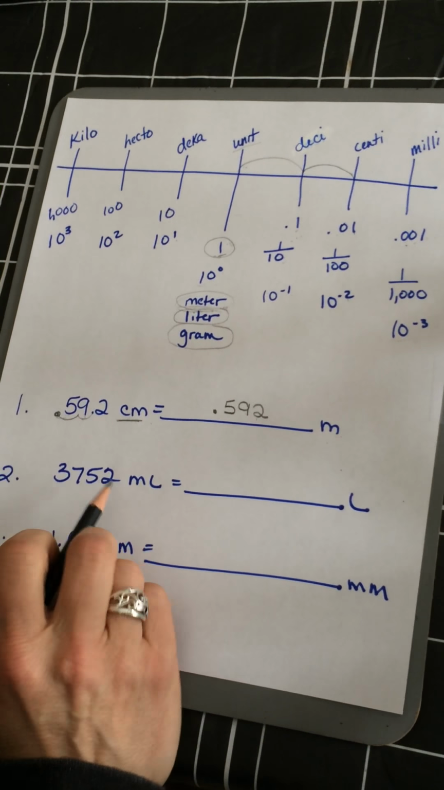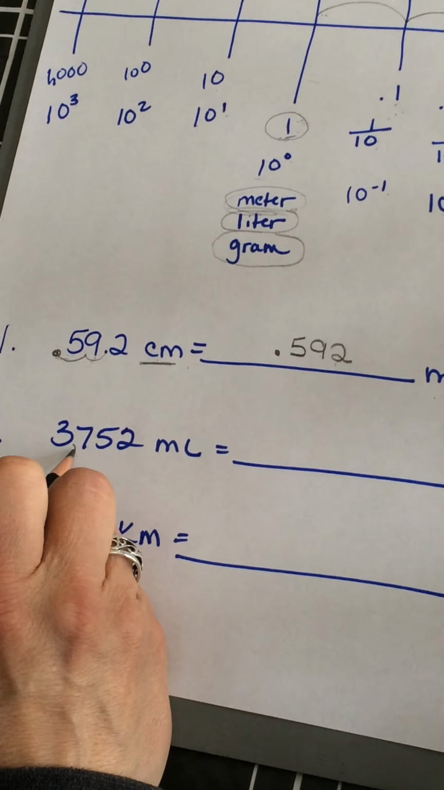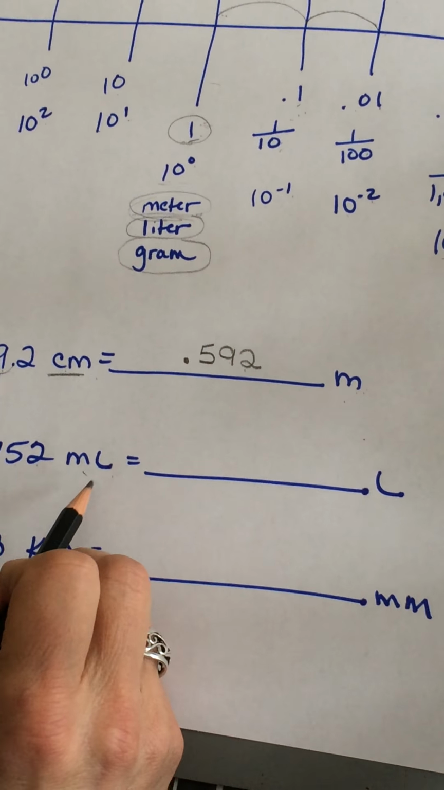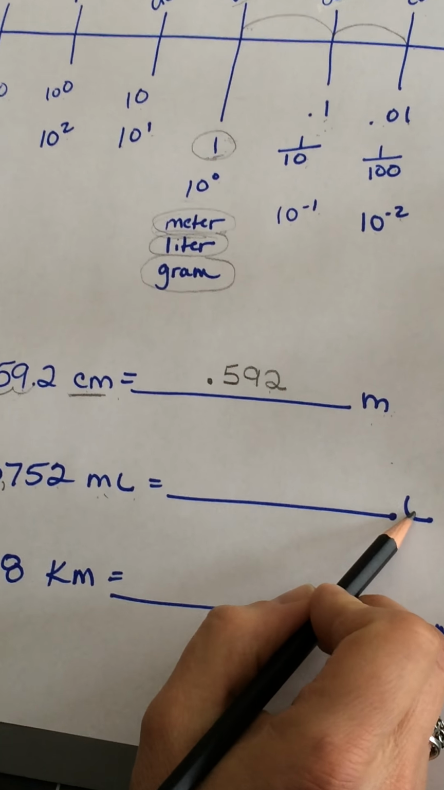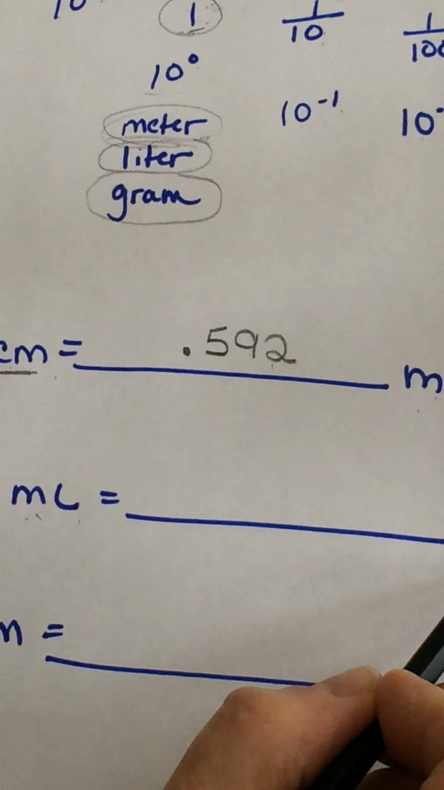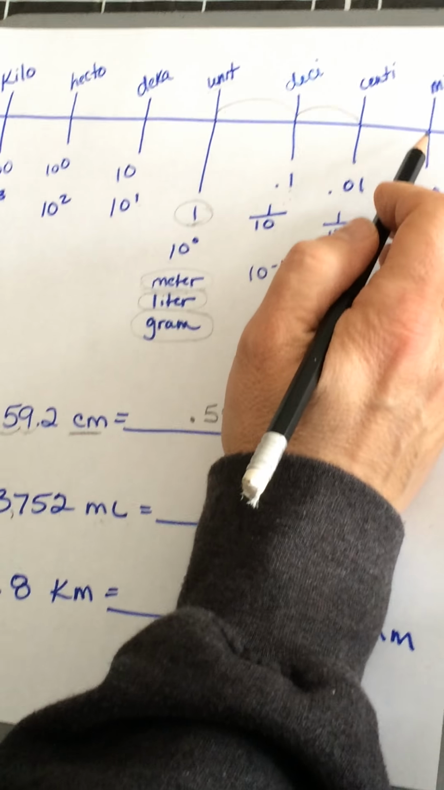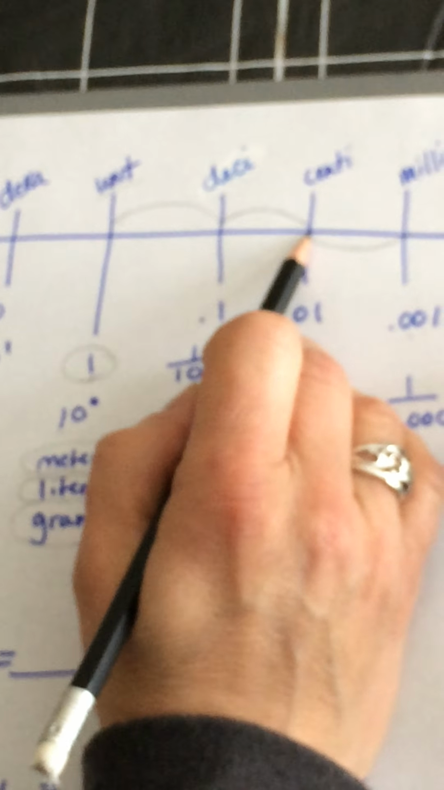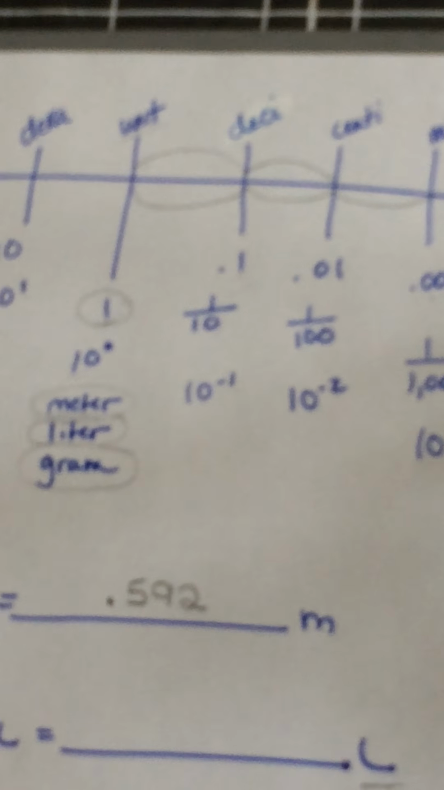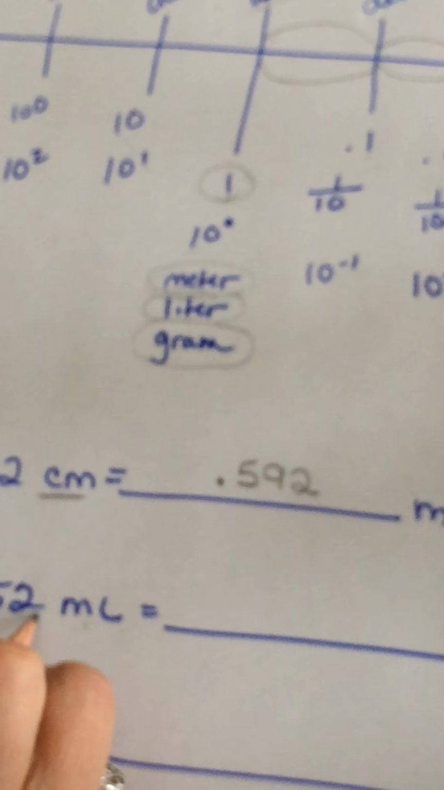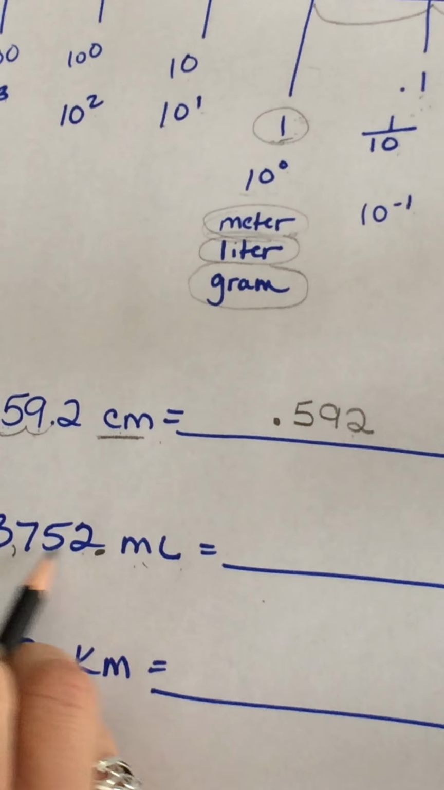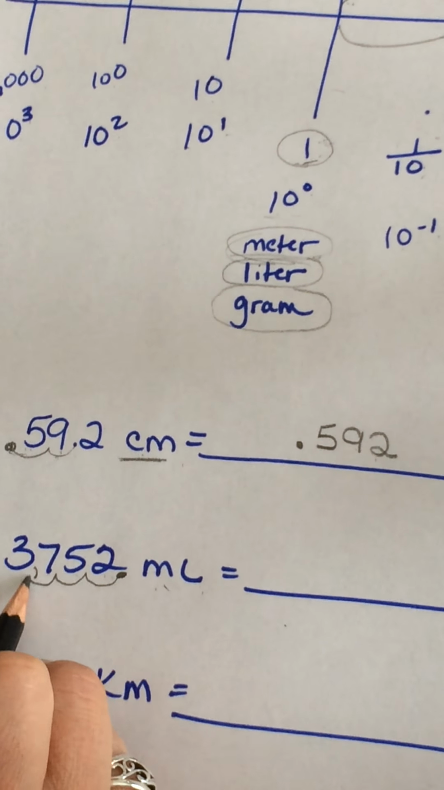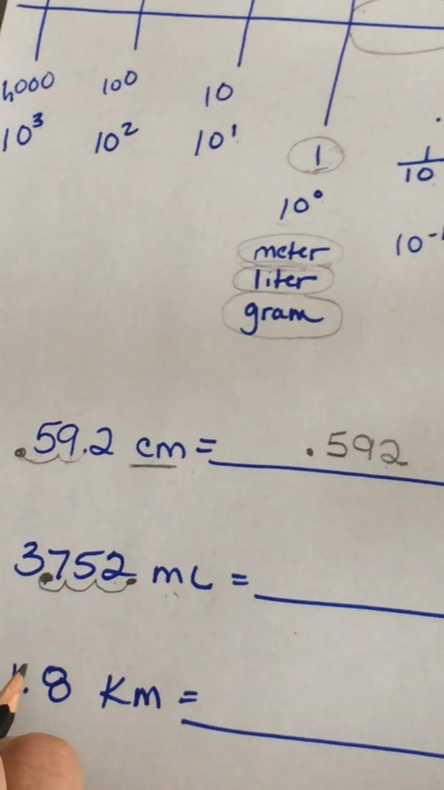Okay. The next one, 3,752 milliliters. We're going to convert that to liters. So I'm going from a smaller unit to a larger unit, my base unit of a liter. So I start at milliliter here, and I want to move to my liter. So I'm going to move 1, 2, 3 to the left, and I'm going to do the same with my decimal. Now remember, if you don't see a decimal, it's always to the right of your number. So 1, 2, 3, and there's my decimal.